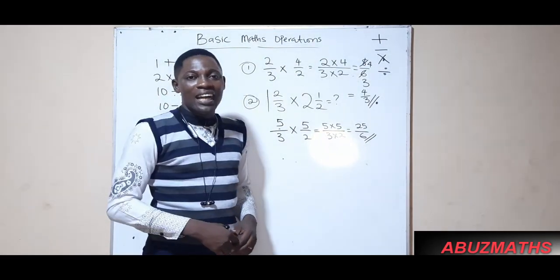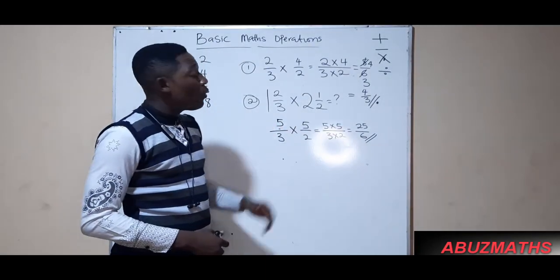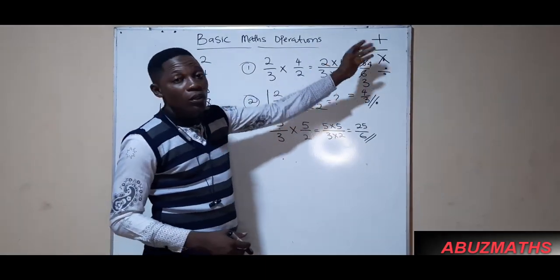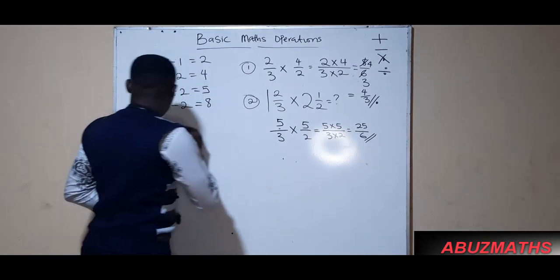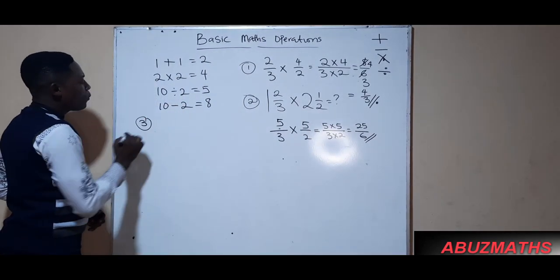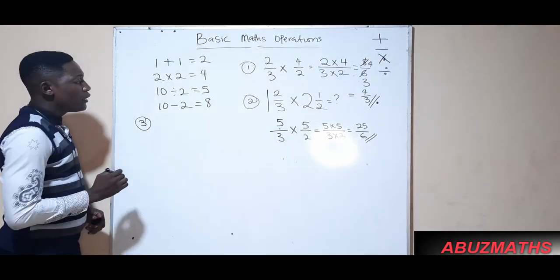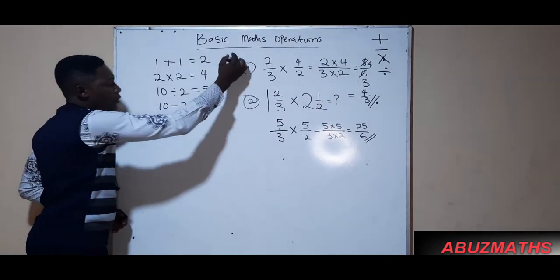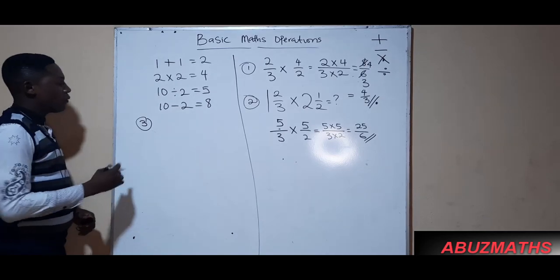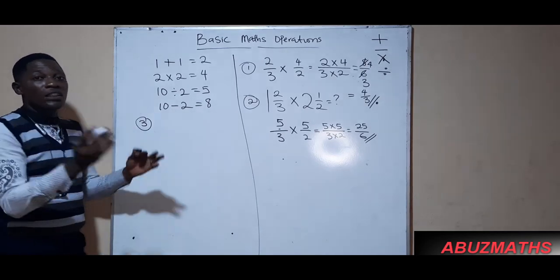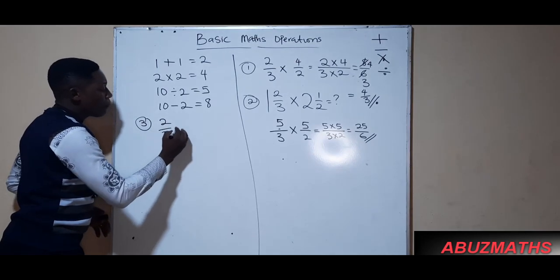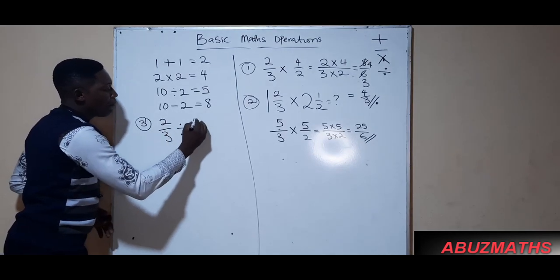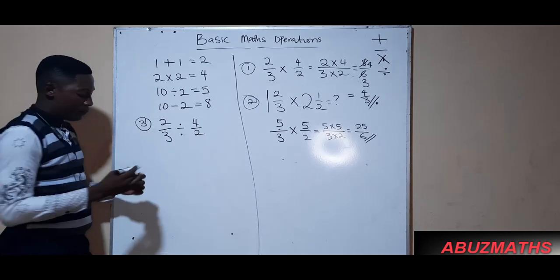Alright, now let's try this same method on division. So that will be number 3. So permit me to put that here. Number 3, division. Now permit me to just draw a line here, alright, to differentiate that. Now let's use the same question. 2 over 3 divided by 4 over 2.